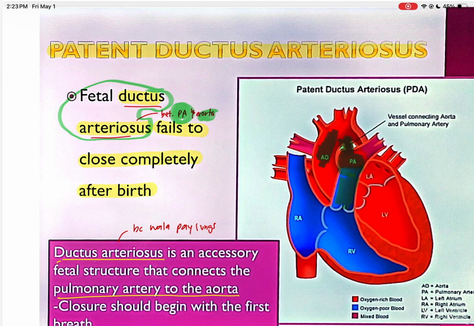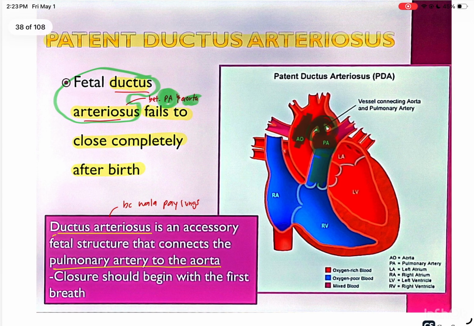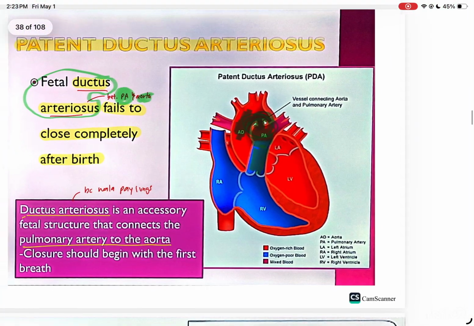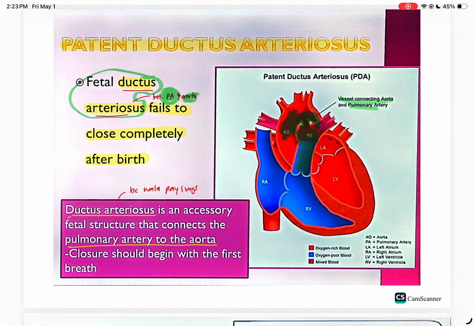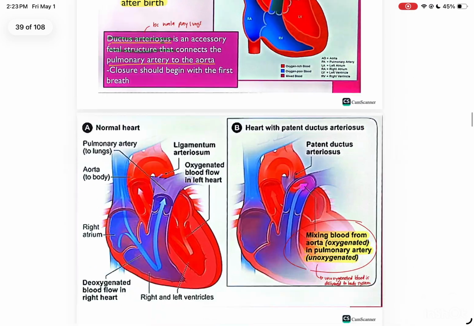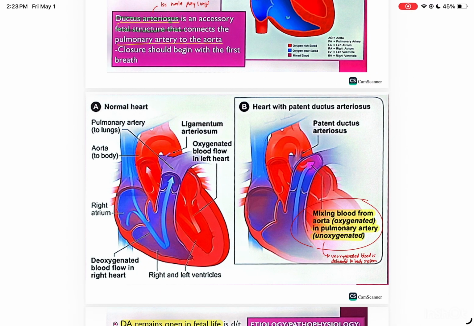So, this is the pulmonary artery and this is the aorta. It is a vessel connecting the aorta and the pulmonary artery. The patent ductus should close during birth. Why did God make a vessel connecting the aorta and pulmonary artery? The ductus arteriosus is an accessory fetal structure that connects the pulmonary artery and aorta. Closure should happen with the first breath.